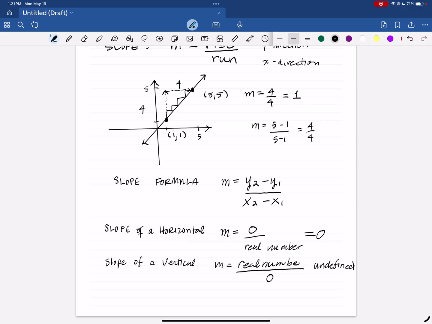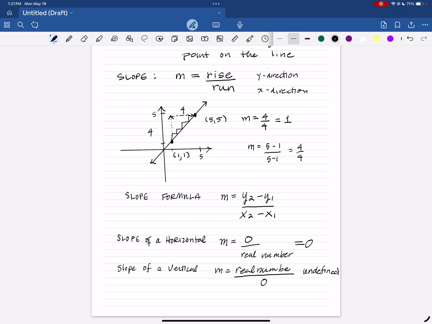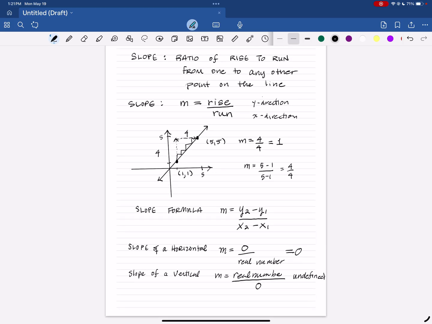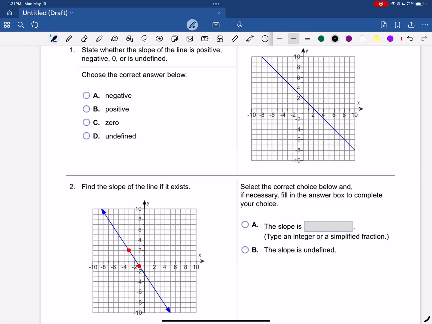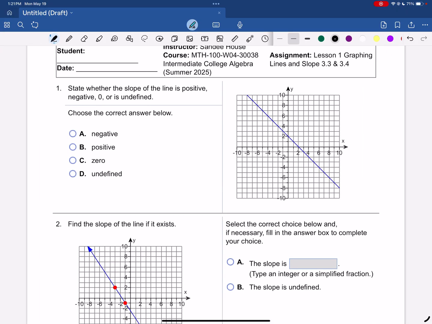So let's do some examples of finding slope and of graphing some lines. We'll talk a little bit more about the graphing lines when we get to some of the problems. So the first thing you're going to do is look at a line, and you're going to describe its slope as either positive uphill, negative downhill, 0 if it's flat or horizontal, or undefined if it's vertical. So this line's going down the hill from left to right, so this is a negative slope.